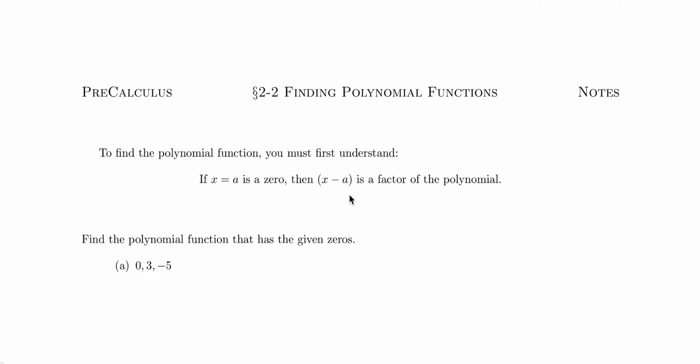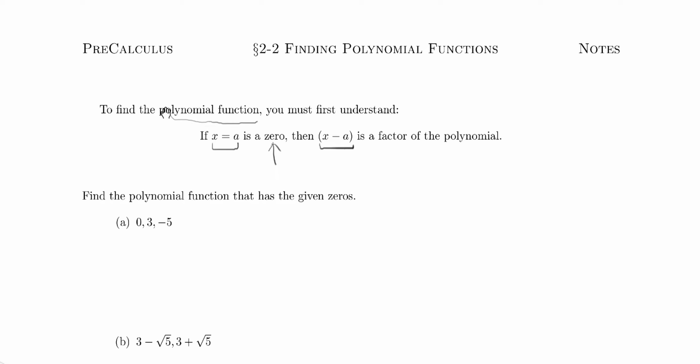Section 2.2, the last part, is finding the polynomial functions given you have zeros. The first thing we need to understand is that if x equals a is a zero, then we now know that x minus a is a factor. If you're looking at this, you're like, okay, what do you mean by that? Well, let's take a look at an example.